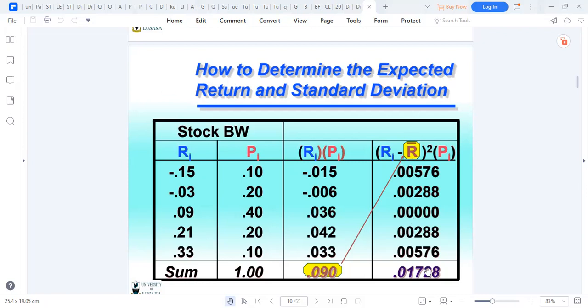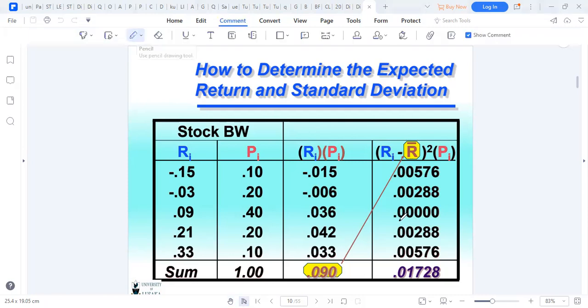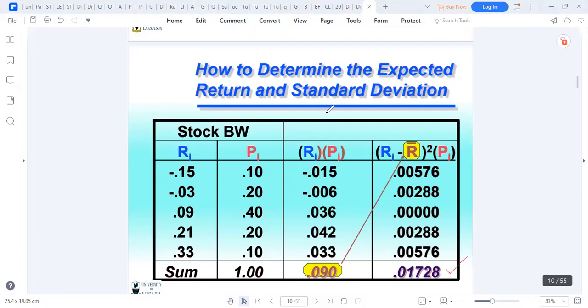So the total that we are getting here is not the standard deviation, it's the variance. So this is how we get the variance. So far, so good. Okay.